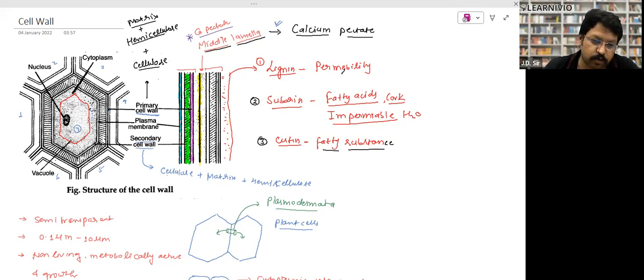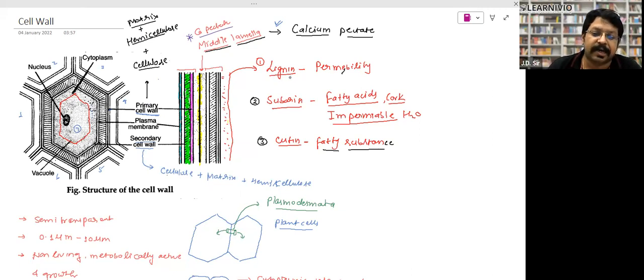One more thing, this is a very important part. Primary cell wall is made up of cellulose plus hemicellulose plus matrix. Secondary cell wall is made up of cellulose, matrix, and hemicellulose, right? So almost the same composition of primary and secondary cell wall. Then sometimes due to maturity, when the cell becomes very old and mature, deposition of some more substances takes place. They are like tertiary cell wall, right?